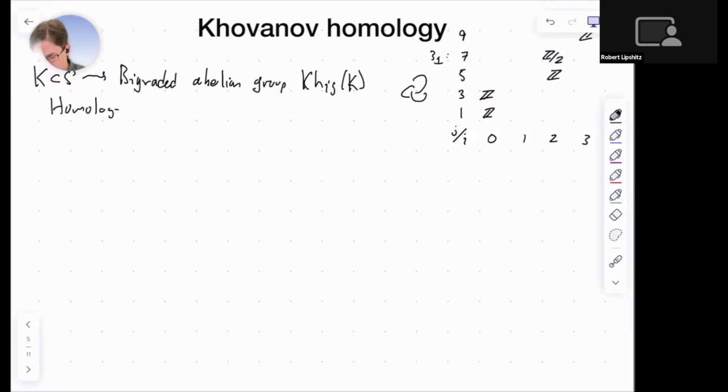This group is the homology of a chain complex. That's why it's called homology. It was discovered by Khovanov, and I'll call the complex CKH^{i,j}(K). The differential preserves j and decreases i by 1. And I'll construct it.